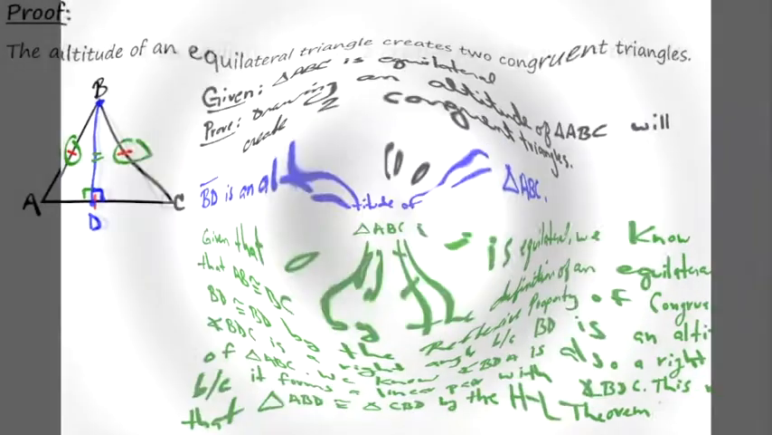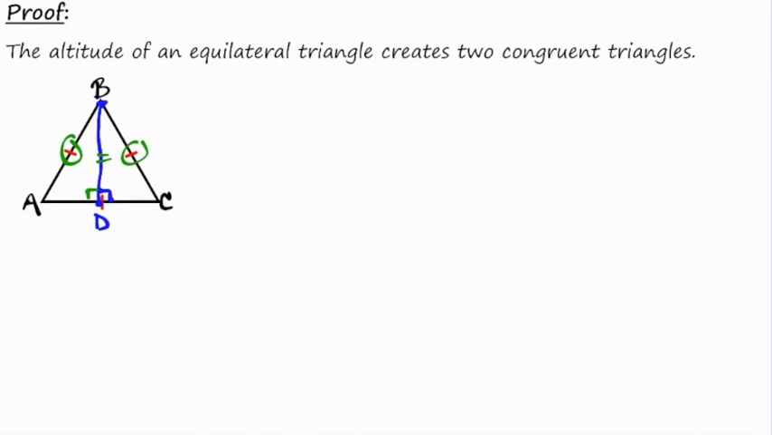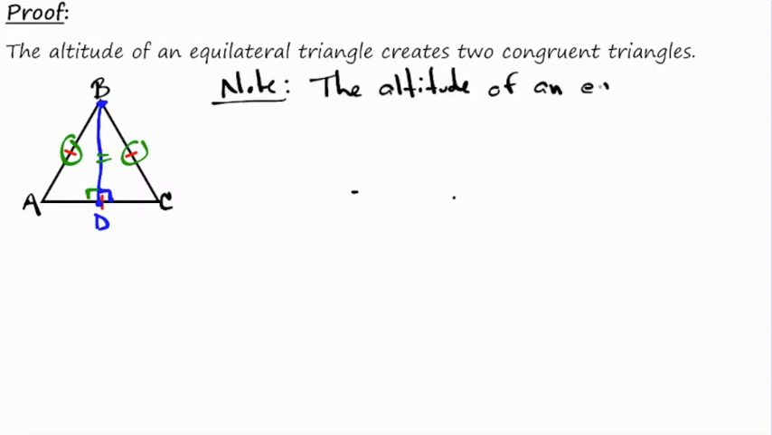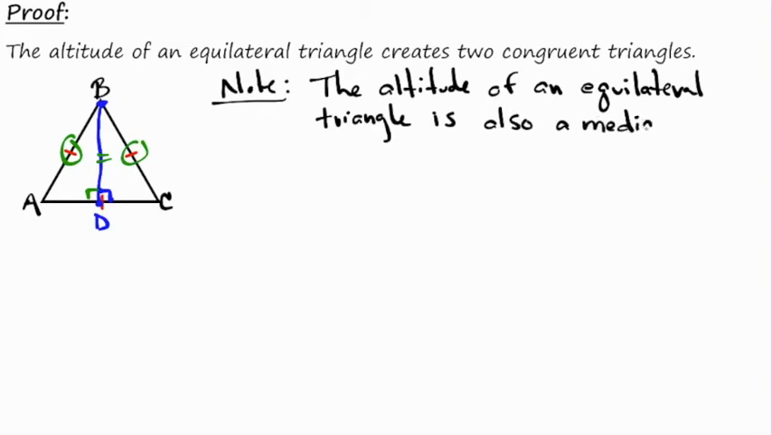hypotenuse leg theorem. Now that we know the altitude creates two congruent triangles, that means that we can show that the altitude BD is not only an altitude of the triangle, but that it must also be a median of the triangle, and it must also be an angle bisector of the triangle. So the altitude of an equilateral triangle is also a median and is also an angle bisector.